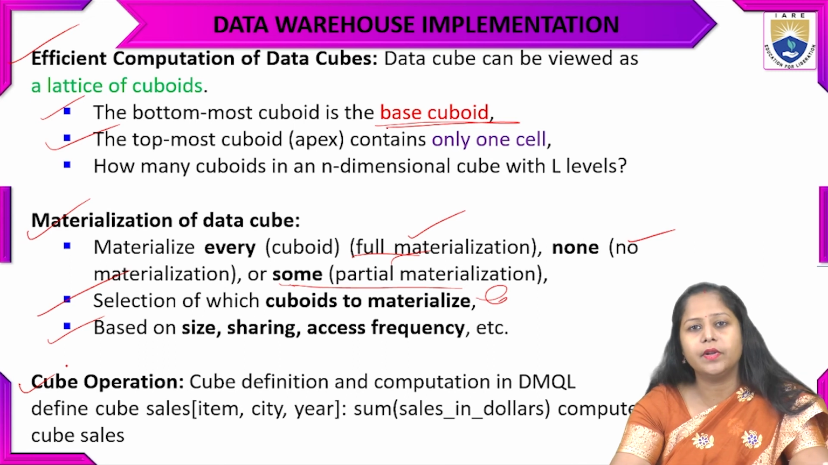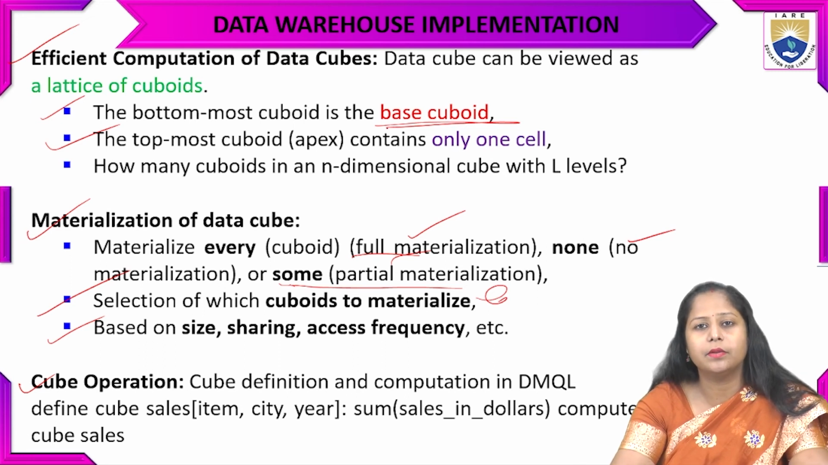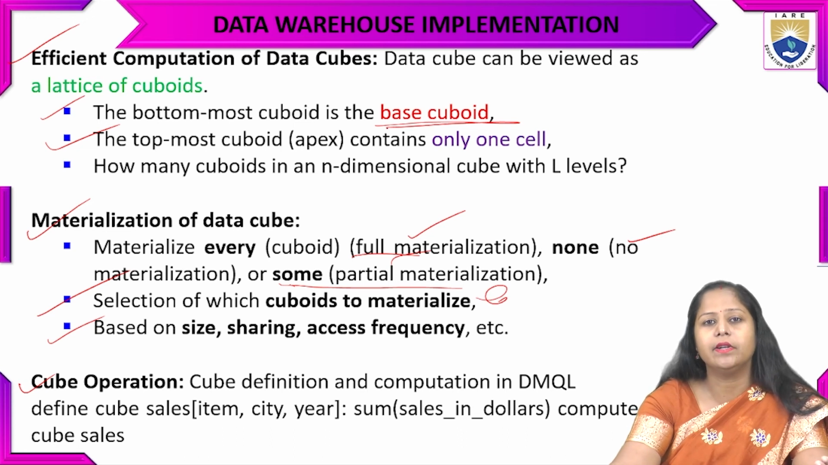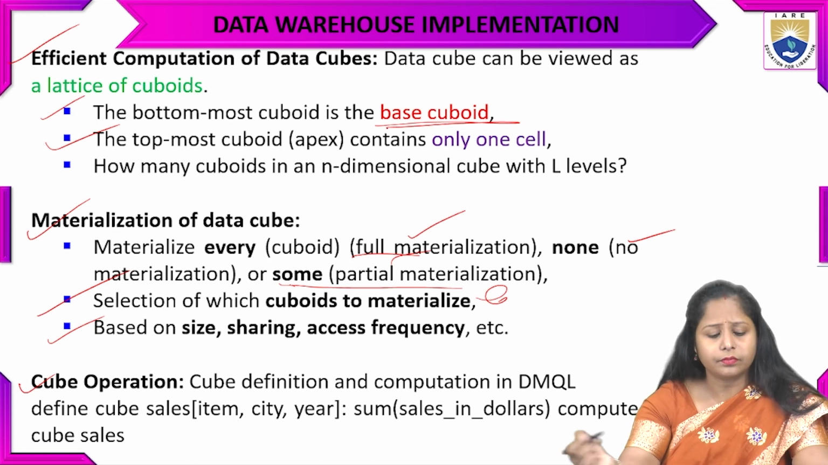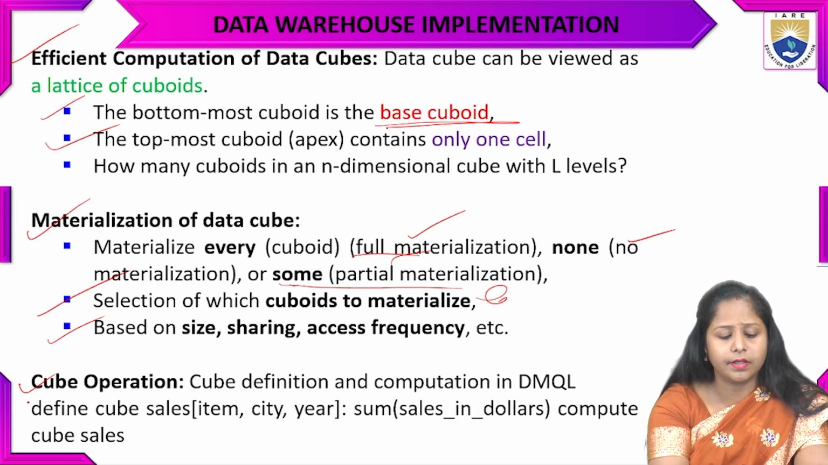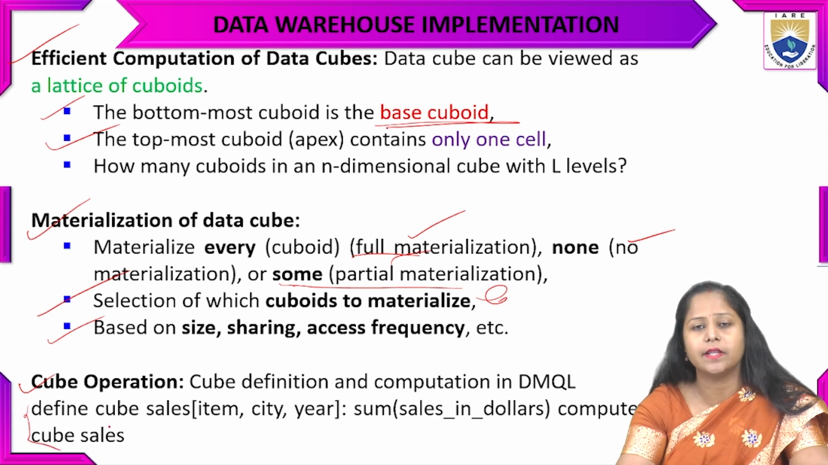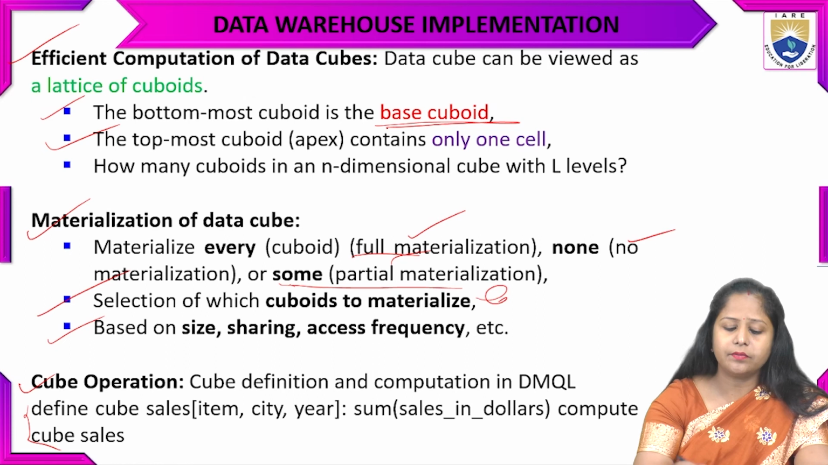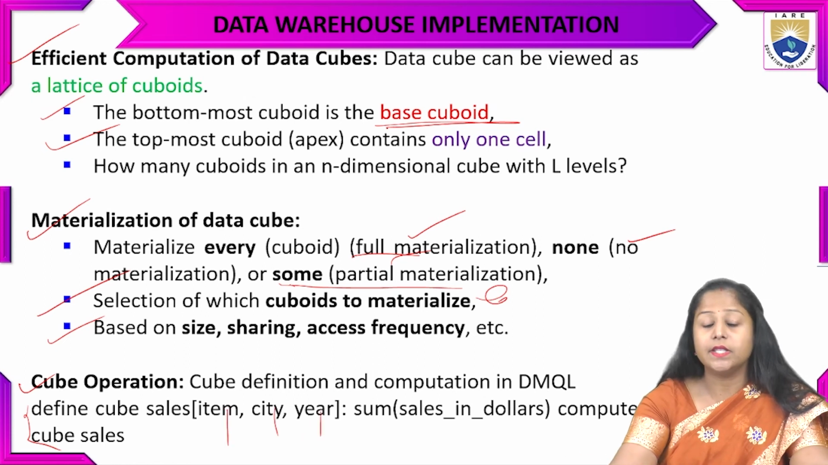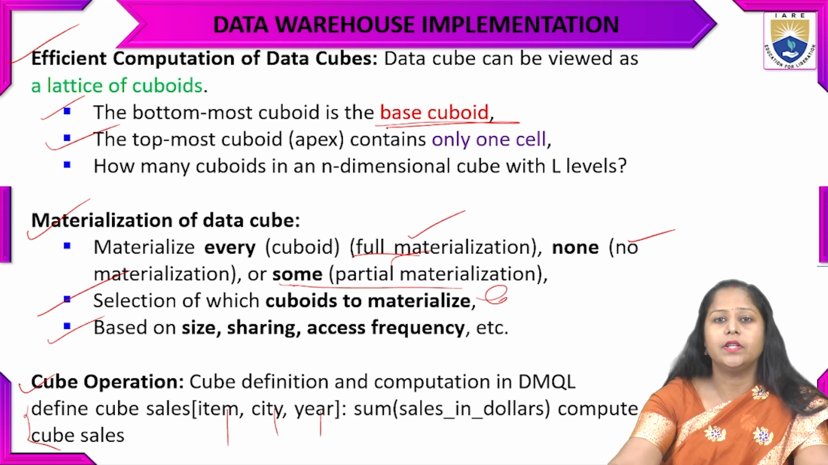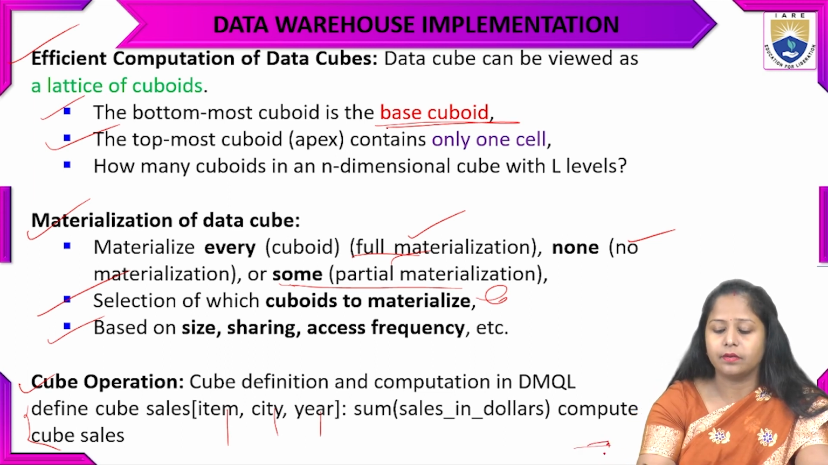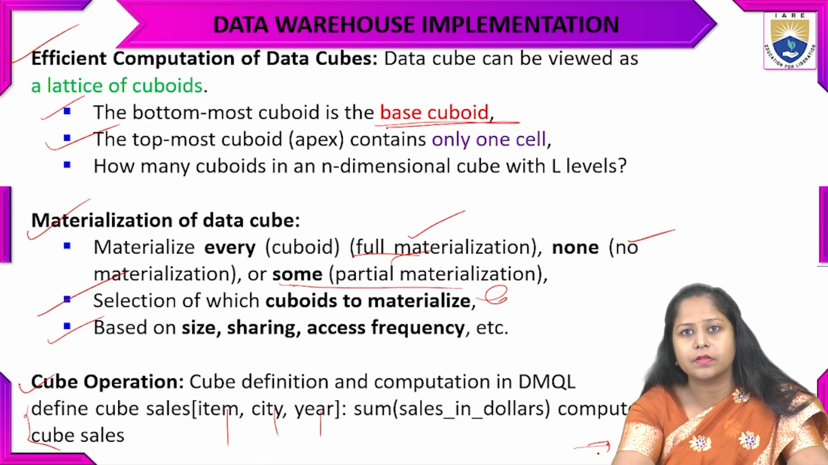Different cube operations will also affect that, because of the cube definition and computation in the DMQL query we will write. Here is the query to write for the sales dimension. For that, we have different dimension tables: item, city, and year. So for that, we need to write a cube definition in the DMQL language.